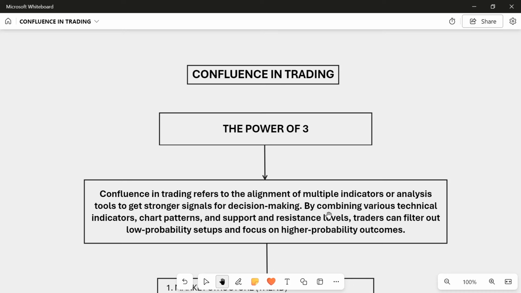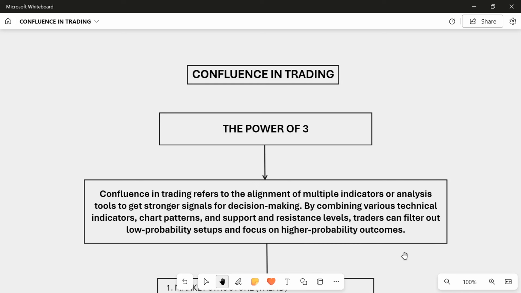It also means that you're combining various technical indicators, chart patterns, and support and resistance levels. It helps to filter out low probability setups and focus on higher probability outcomes. So this is the end goal of understanding Confluence: to help you filter out low probability setups so that you can focus on the higher ones.